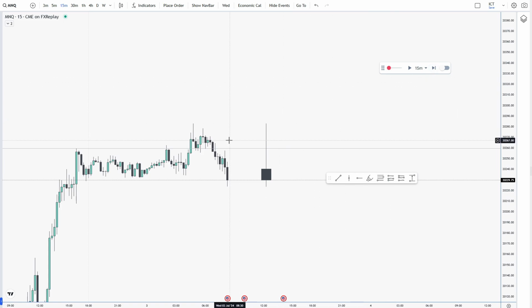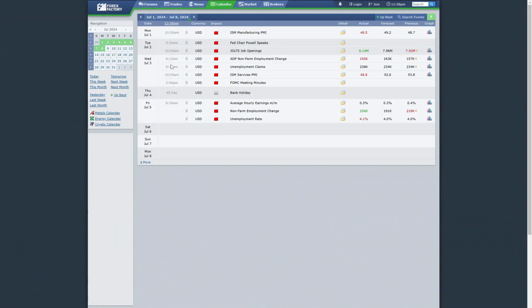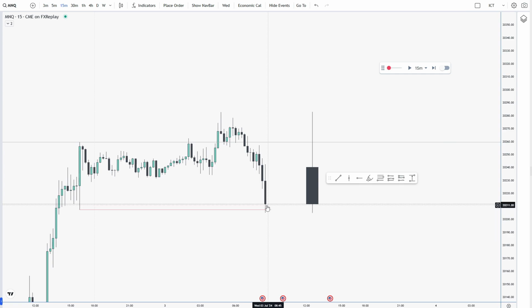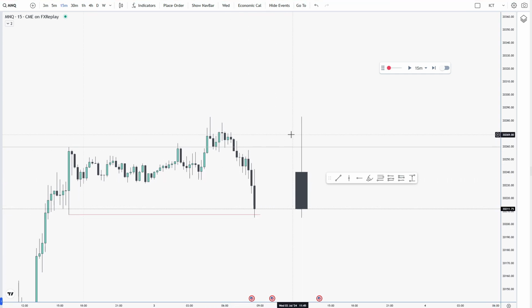Going into the New York session, we do have 8:30 news. So we will likely create the low of the day or reversal around the 8:30. Now right at 8:30, we have taken the sell side liquidity and we will likely expand to the upside.